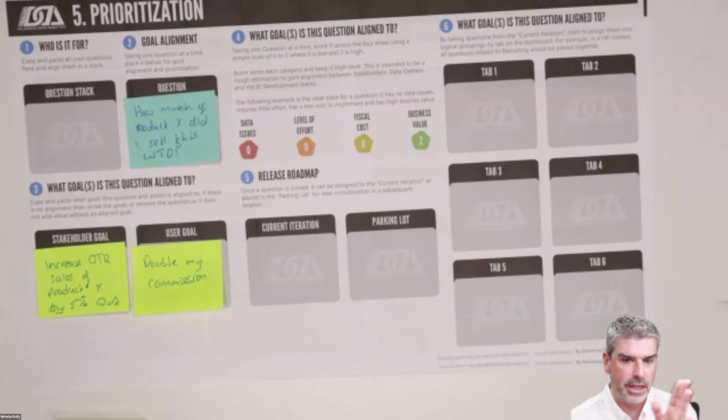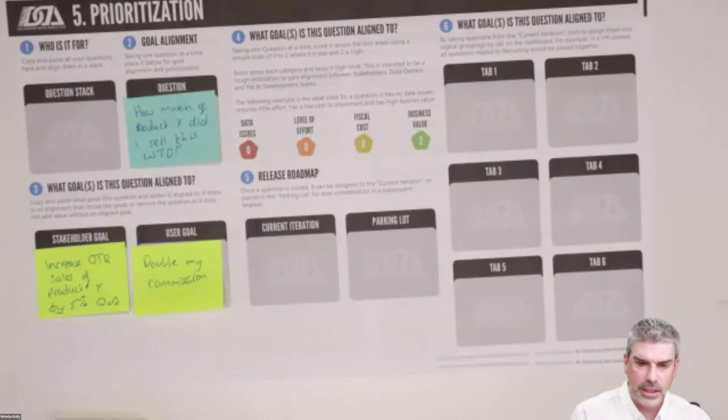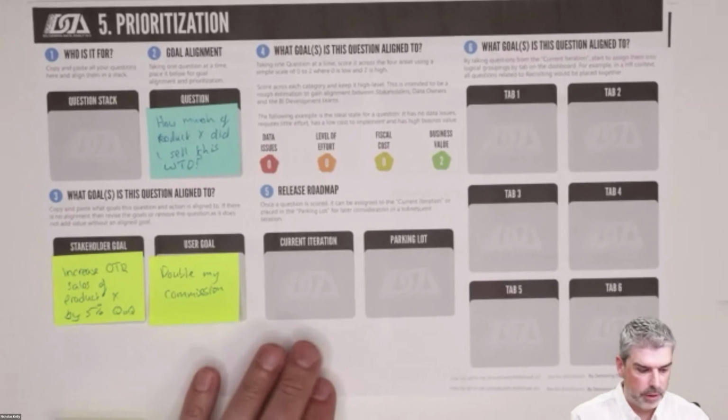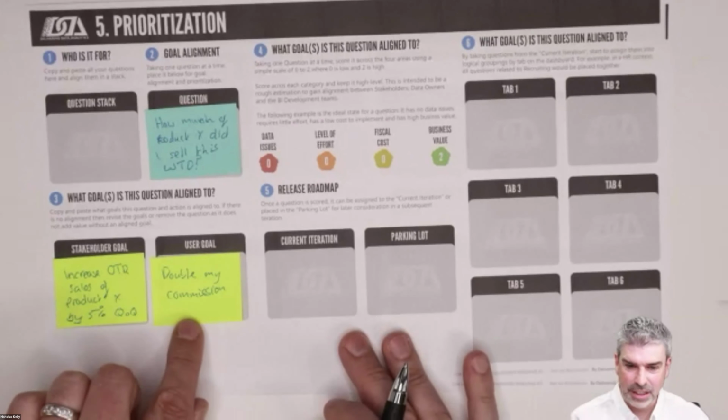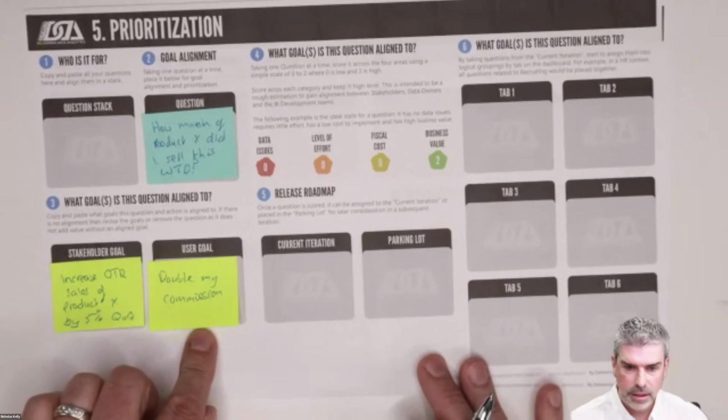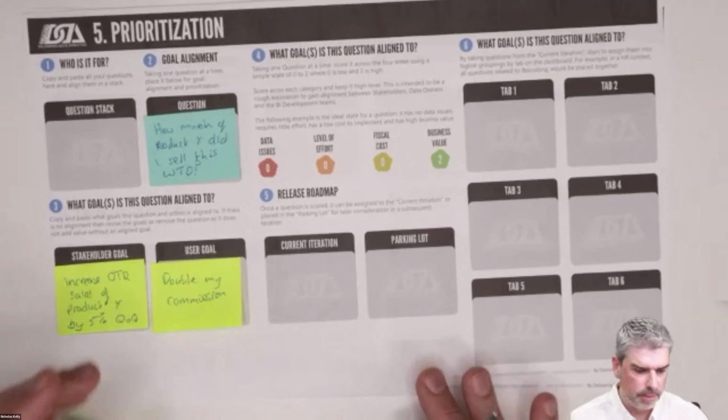So we don't necessarily always just go through the sequence of 1, 2, 3, 4 of the templates. We might need to go back and say, look, you don't actually have any goal that this is aligned to, so we need to figure out some goal here. It's not that this one's not aligned to it. There is some alignment to doubling my commission. It would do that. So for now, I'm going to say that's okay.